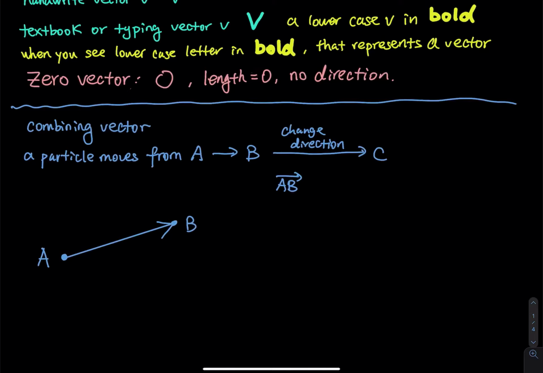All right, let's change to another direction, and then we go to point C. So we change direction, and then we go to point C. This is my terminal point, and then an arrow. That is my point C. And then we have a vector BC. The vectors AB and BC are called displacement vectors.